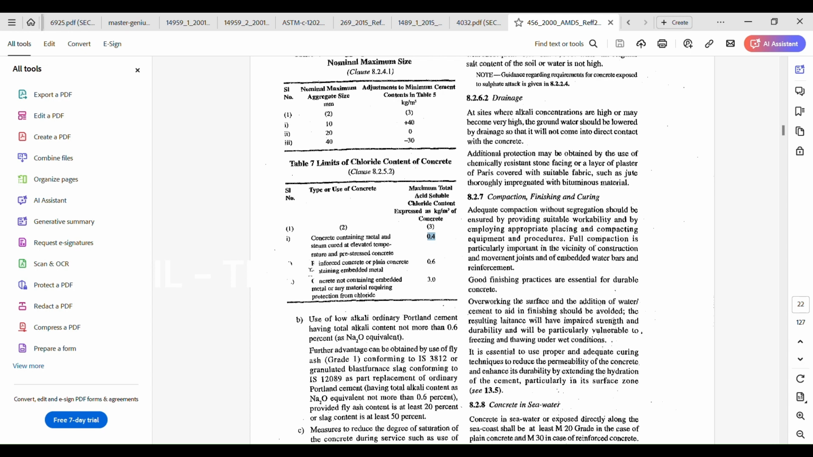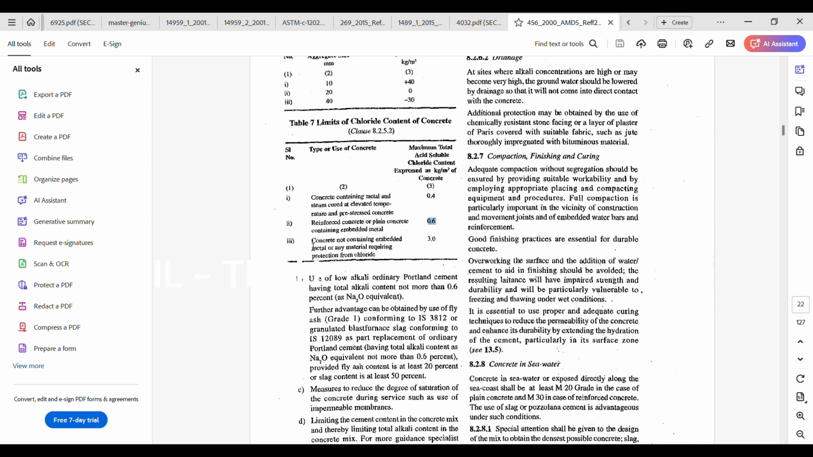And the second type of concrete is reinforced concrete or plain concrete containing embedded steel. This is most of the conventional structure. The maximum total acid soluble chloride content is 0.6 kg per meter cube. And the third is concrete not containing embedded steel or embedded metal or any material requiring protection from chloride, like PCC, plain cement concrete. In plain cement concrete, the maximum total acid soluble chloride content is 3 kg per meter cube.